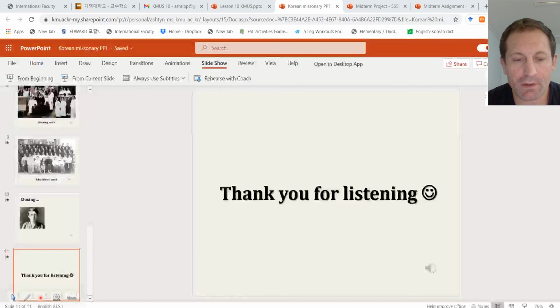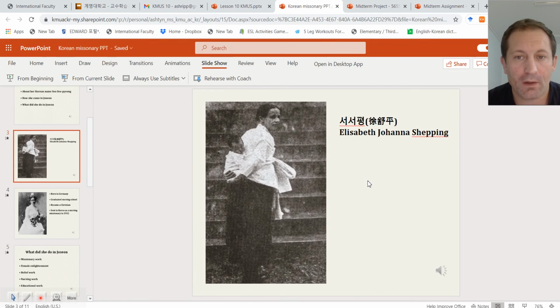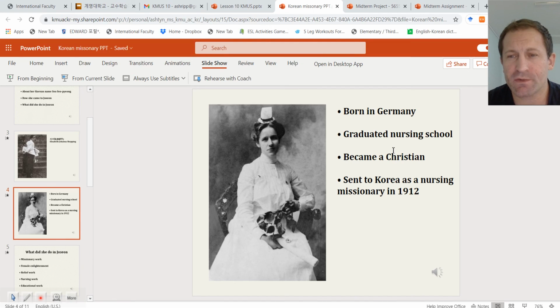Okay, so another really good one. So yeah, Elizabeth Johanna Shepping. Interestingly, right? Her family was Catholic, but she became, just a quick note here, in America everybody is Christian. Catholics are Christian and Protestants are Christian, but what we are talking about here is called Protestant. So she became a Protestant, and her family didn't like that, and she decided to come to Korea eventually.